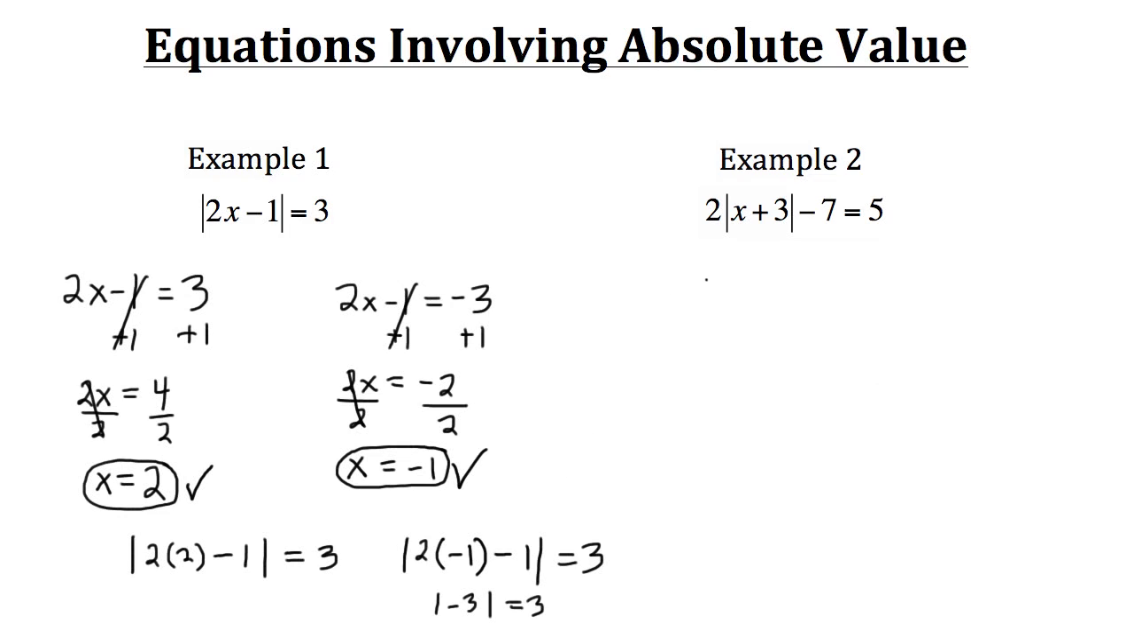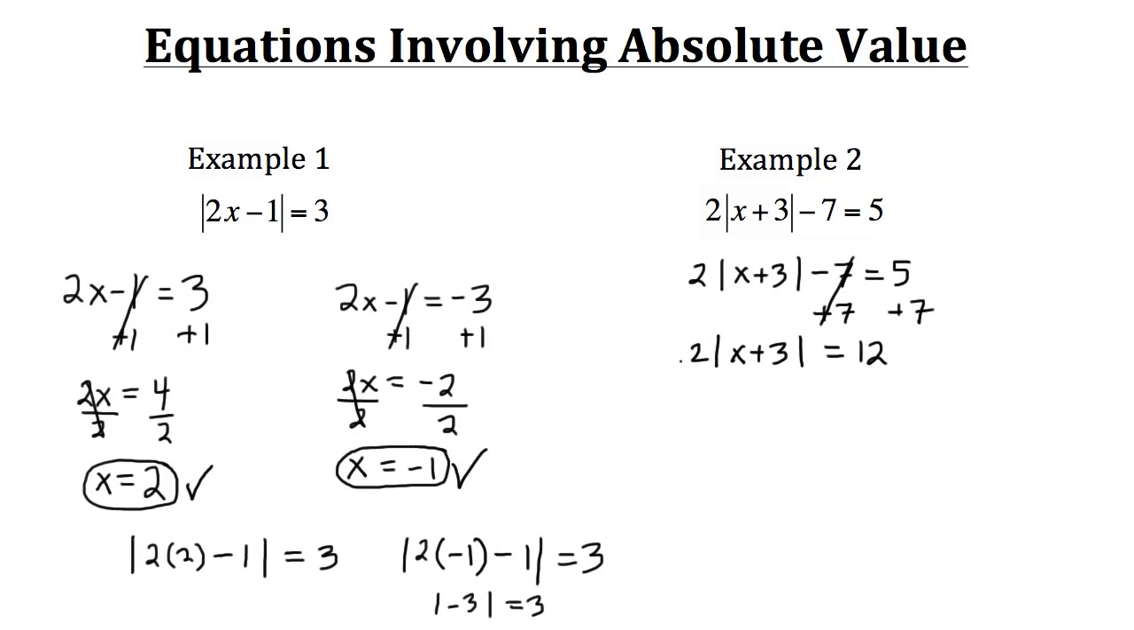All right, now let's look at example 2. So here we need to do a few steps first before we can solve it. So we want to get the absolute value expression by itself first. So in order to do that, we need to first get rid of this negative 7. So since it's negative, we want to add 7 to cancel it out, and then add 7 to the other side. And we're left with 2 times the absolute value of x plus 3 equals 12.